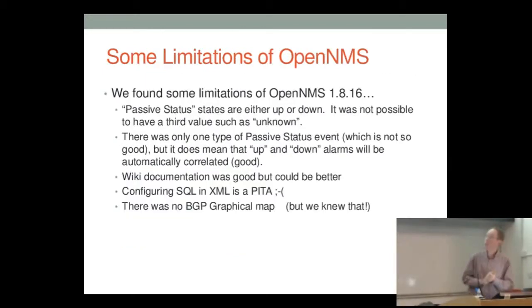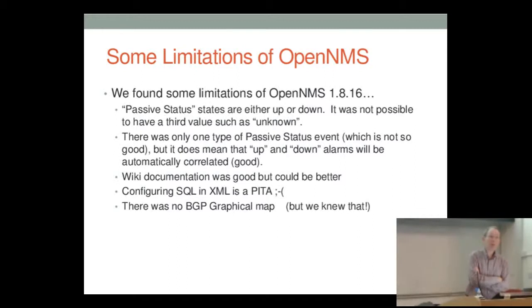All right, last one from me, really, just some of the limitations of what we found in 1.8. Honestly, I can't comment on whether these have been fixed because we are still on 1.8. But the passive statuses was an interesting one. It's either up or down, but what happens if it's unknown? We thought it was disappointing you can't have an unknown state. As I mentioned earlier on, there's only one type of passive status event, which made the event configuration easy, but more different events would have been good.